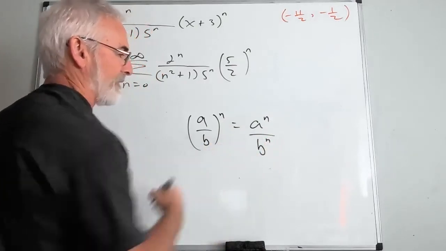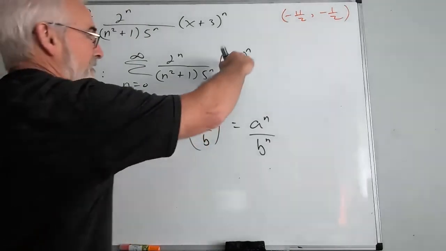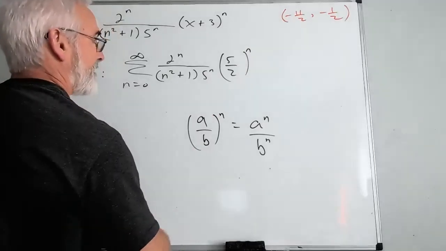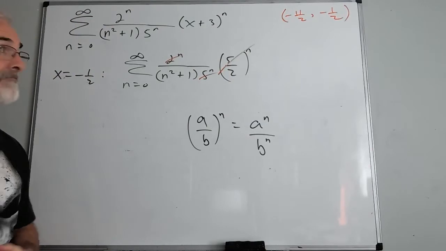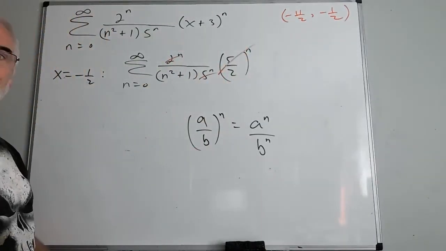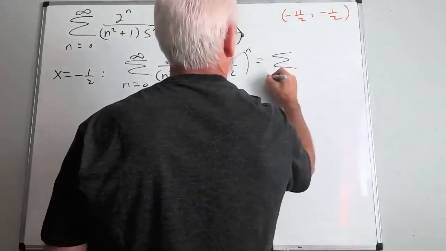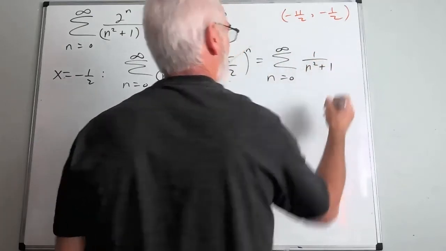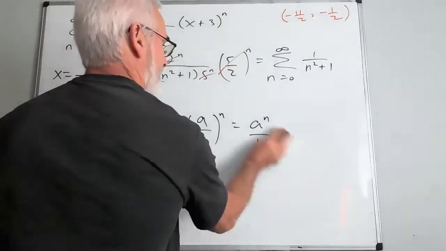True or false? True. So this is 5 to the n over 2 to the n, and what's going to happen? All cancels. Is that a good thing? That's a great thing. That means, what am I left with? I'm left with simply this. Ooh, I'm liking this.